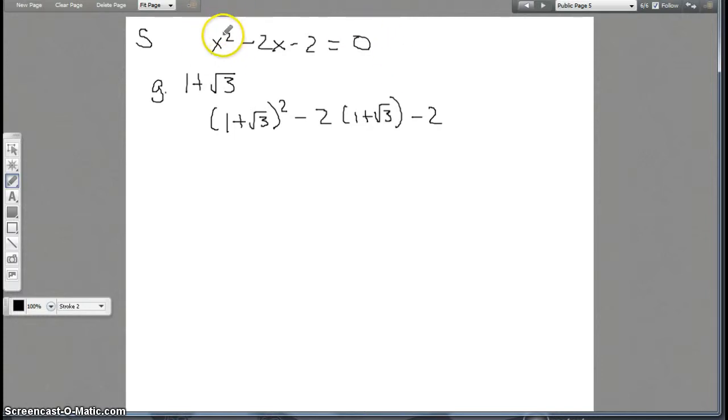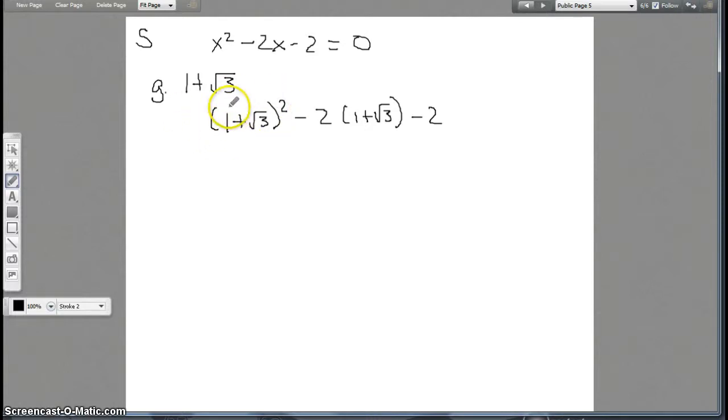So we have x squared, and I replaced our x with 1 plus root 3. So you can see (1 plus root 3) squared minus 2 times (1 plus root 3) because we have minus 2x, and then minus 2 because our next thing is minus 2. Now, to multiply out (1 plus square root 3) squared, you have a couple of choices. One is that you can use the grid. Another is that you can use your binomial square formula, or you can use the FOIL method. I'm going to use the binomial square formula here.